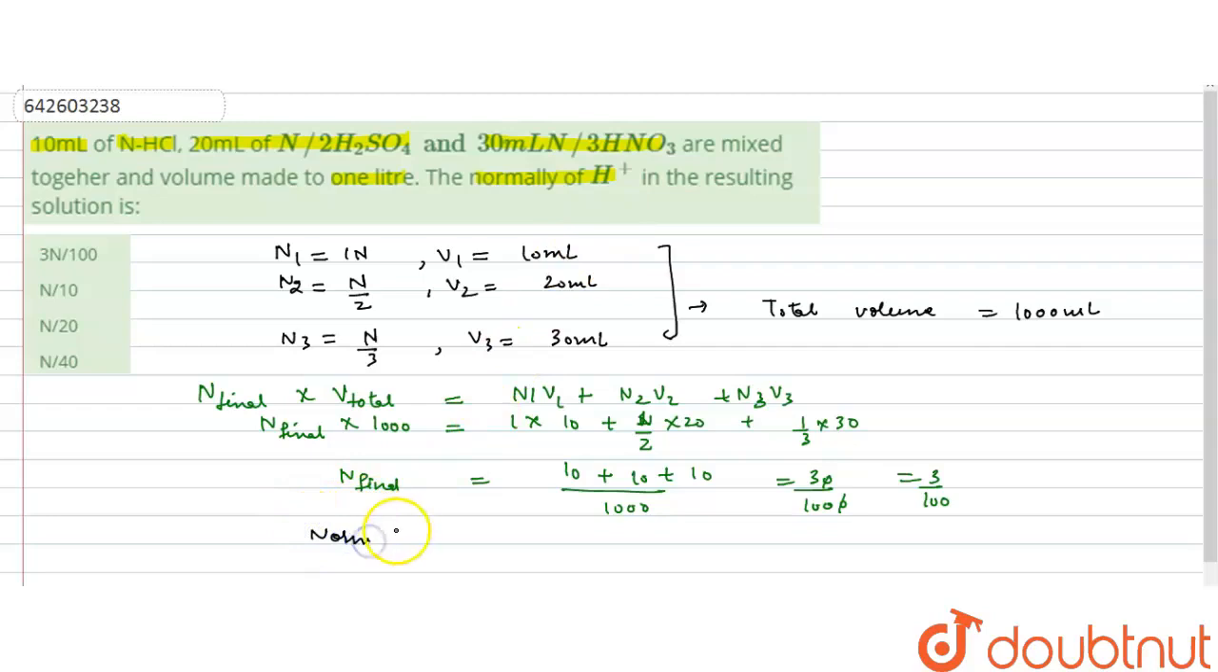It means the final concentration or normality of the H plus ions in the final solution is 3/100 normal. So I hope you understood the solution.